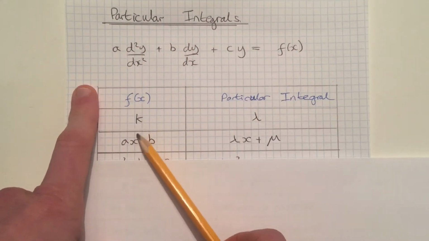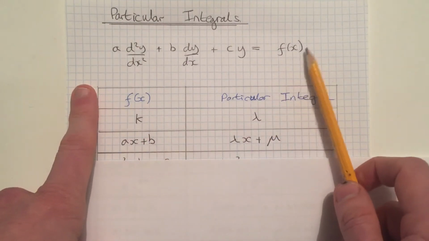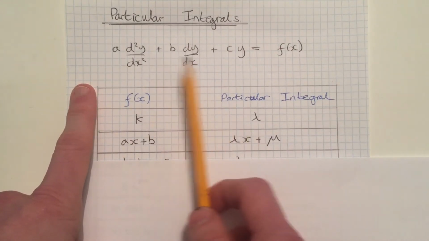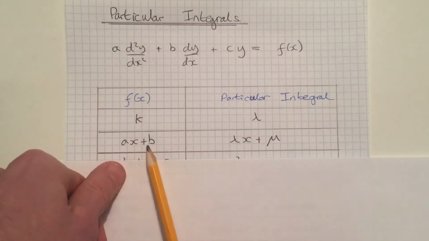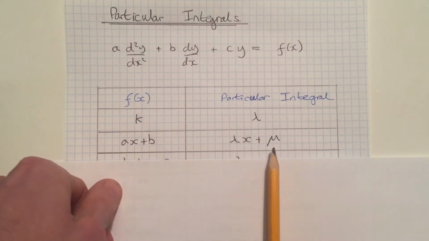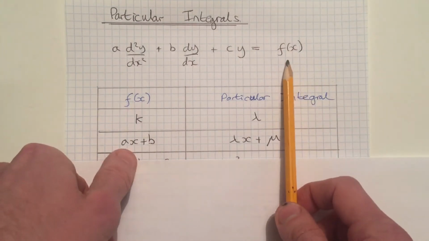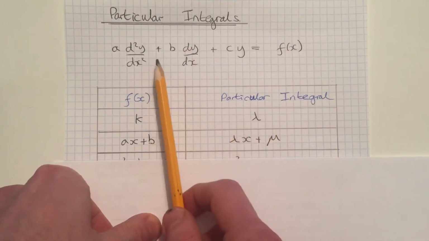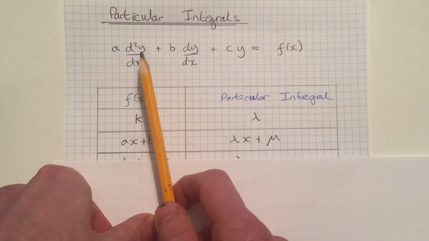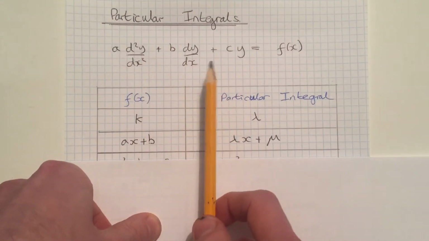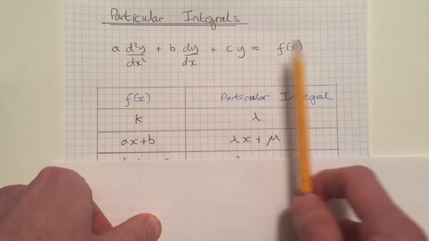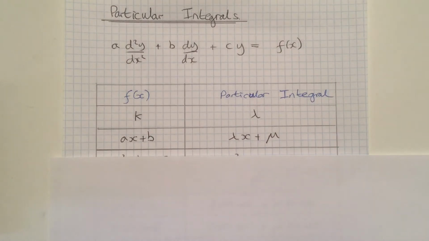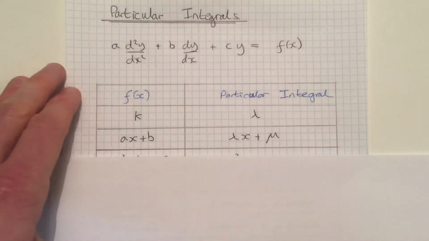If it was linear on the right-hand side over here, then I would guess lambda x plus mu on the left-hand side over here. So notice the coefficients are not going to be the same here. On the right-hand side here, I would actually know what these coefficients would be. I would still guess lambda x plus mu, substituting that in here, here and here, and then by making all of that equal to the function, it will tell me what lambda and mu should be. It'll become a bit clearer when we look at an example in a minute.